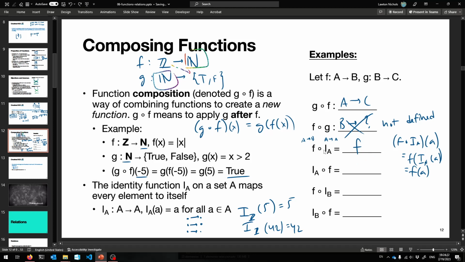All right, what about this one? F composed on the right with identity. So identity of A after doing f. What about these? So again, f is a to b.